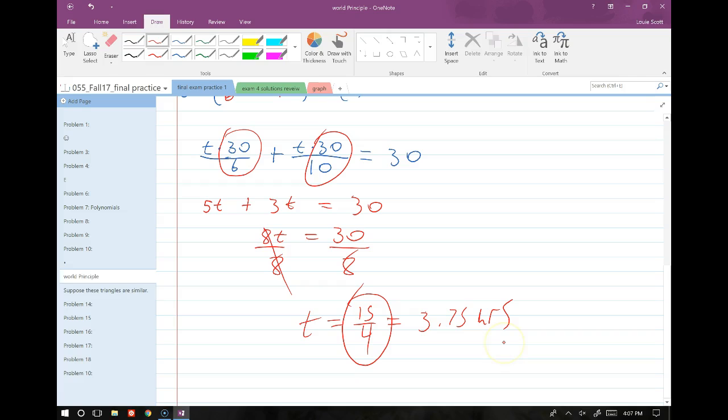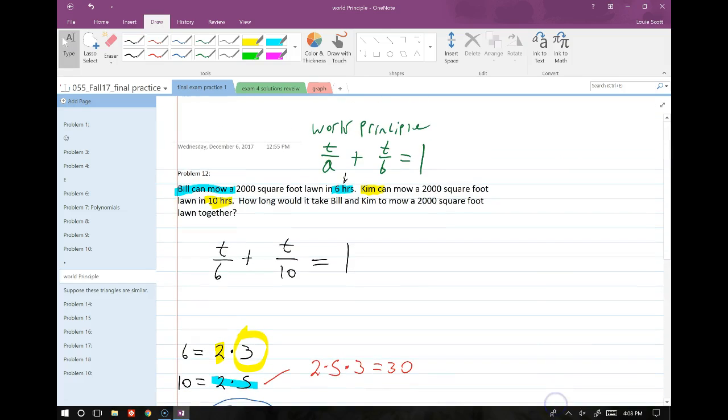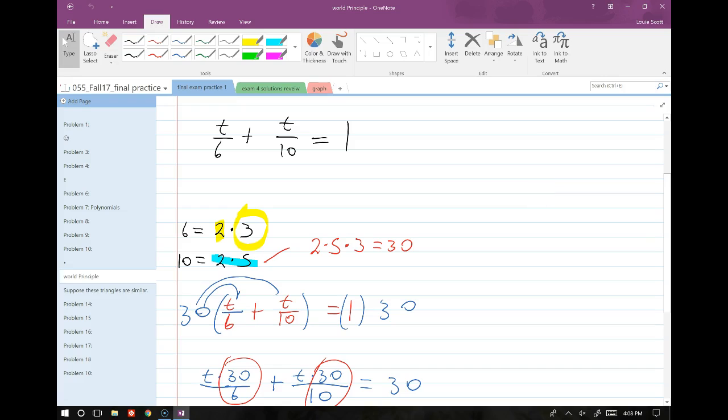I just like to calculate it out to 3.75 to make sure that my answer makes sense with the original problem. So the original problem says one guy is doing it in 6 hours, the other person is doing it in 10 hours. When they work together, obviously it's going to be a lower number. Yes, that makes sense with the original question, so I'm going to call that good. All right.